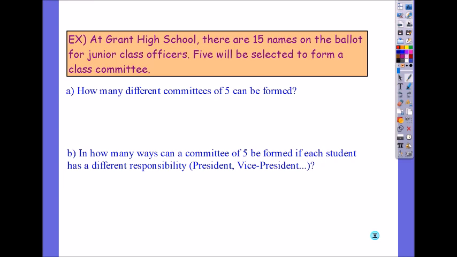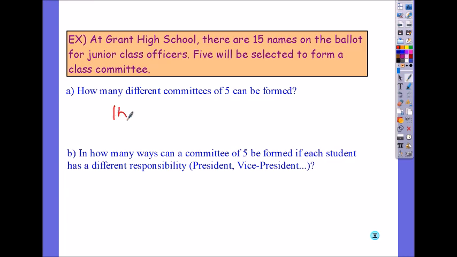At Grant High School, there are 15 names on the ballot for junior class officers, and 5 are selected to form a class committee. Just 5 are chosen for the committee. Does the order matter? No, they don't have different roles, so it doesn't matter if I choose you first versus her, because it's just 5 total. So this is a combination. So what do we do?